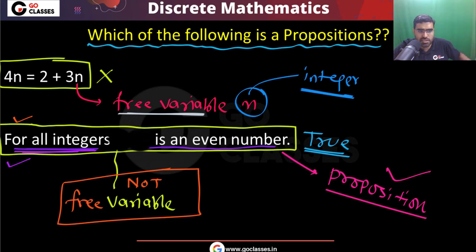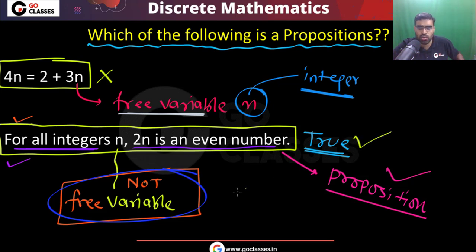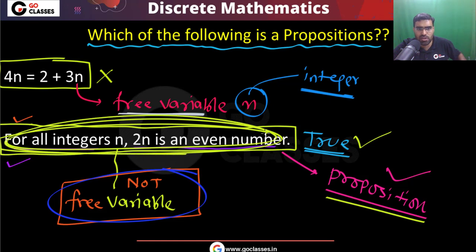For all integers, I can say, twice is an even number. So you can easily see that this n on your screen is not a free variable. Use your common sense. If you are in your 11th or 12th class, you can easily see that this is a true sentence. So this sentence is a proposition because there is no free variable in it.